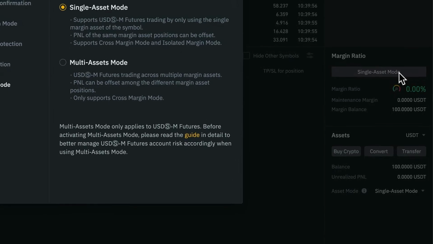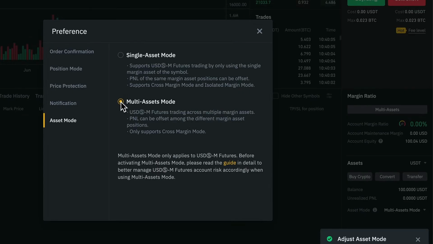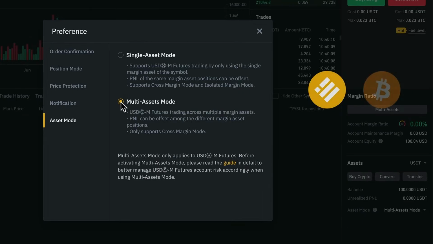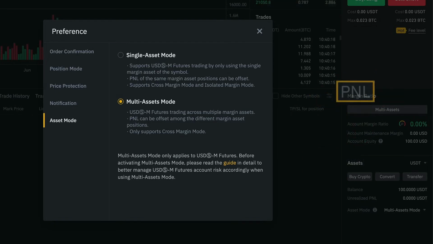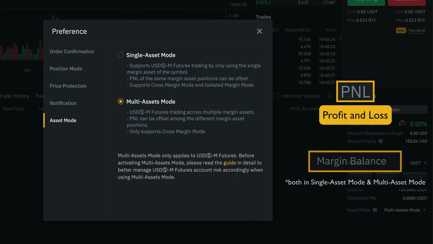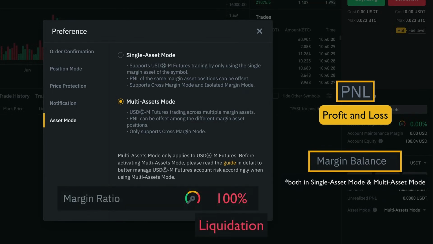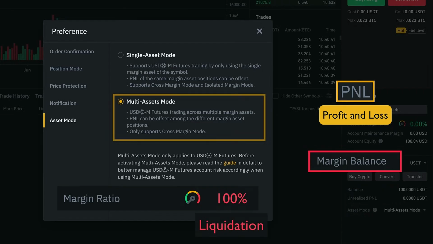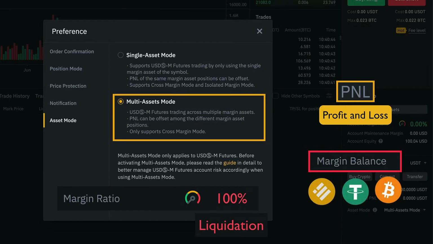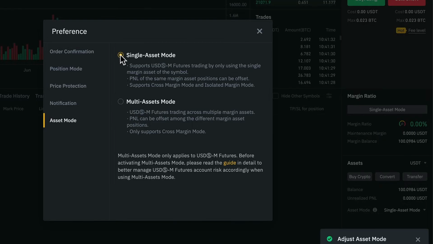If we switch from single asset mode to multi-asset mode, all of the other assets in our futures wallet, like for example BUSD or Bitcoin, will also be counted towards our margin balance. And by the way, the P&L, the profit and loss of our open positions, will also be considered as part of our margin balance, which means that if we hit 100% margin ratio and liquidation is triggered, all of our open positions would get closed at the same time and we'd lose our entire margin balance. In single asset mode, we'd only lose our USDT margin balance, but in multi-asset mode, we'd lose all assets in our futures wallet. So for now, I'm going to stay in single asset mode.